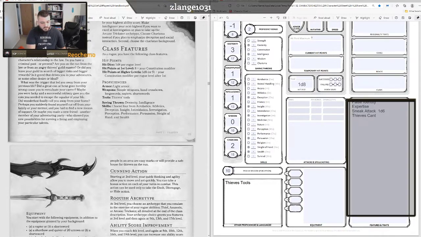Languages we're proficient with. We know Common, which is like your basic. It's the most basic talking language that there is. The most common, obviously. And then because we are a halfling, we know Halfling. And those are our languages. And we can speak, read, and write those. As a rogue, you can also speak, read, and write Thieves' Cant, which to most people just sounds like gibberish.